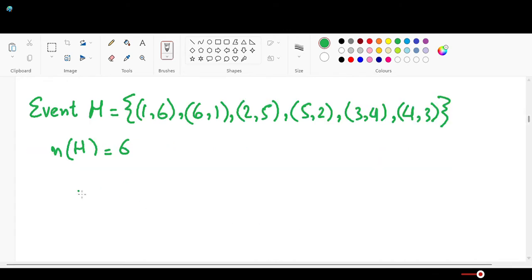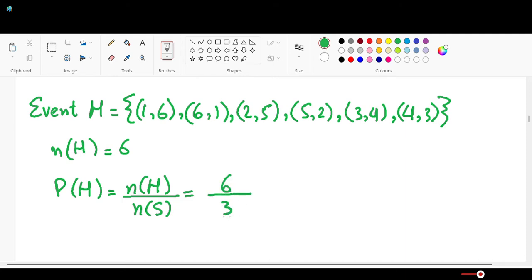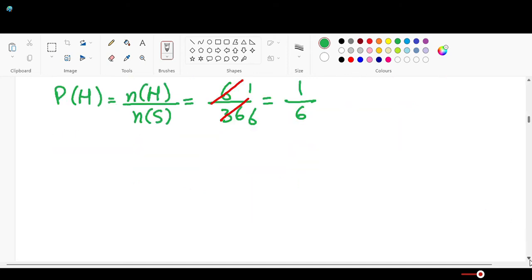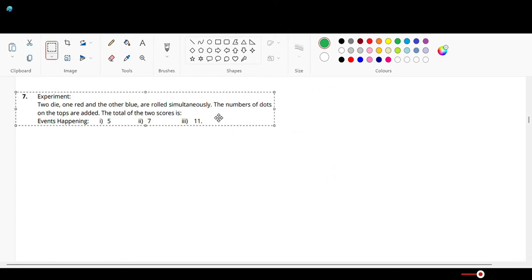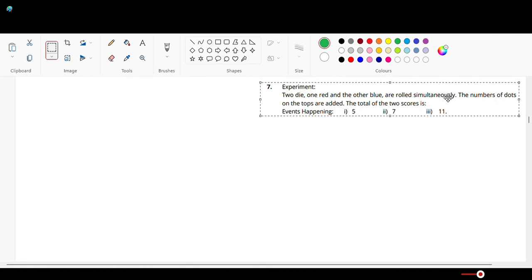To get the probability of event H taking place, we divide the number of elements in event H by the number of elements in the sample space, which gives us 6 over 36. Since we know the table, 6 ones are 6 and 6 sixes are 36, we get 1 over 6, and that means we have a 1/6 chance of getting the scores to total up to 7.